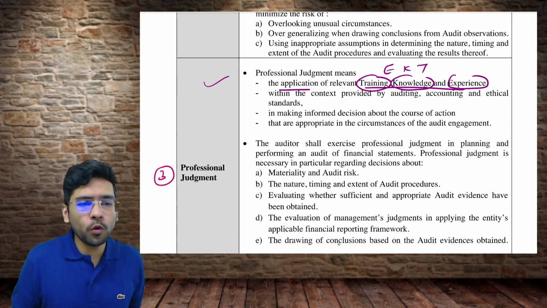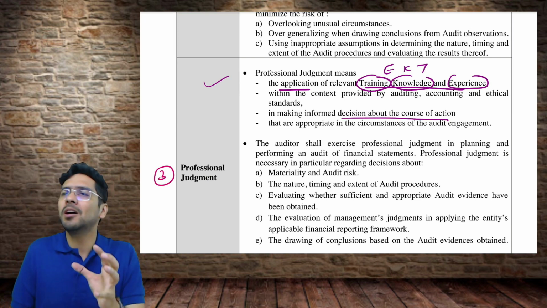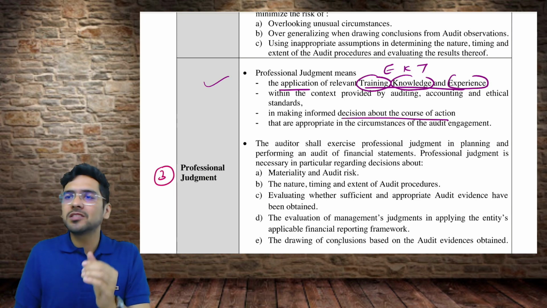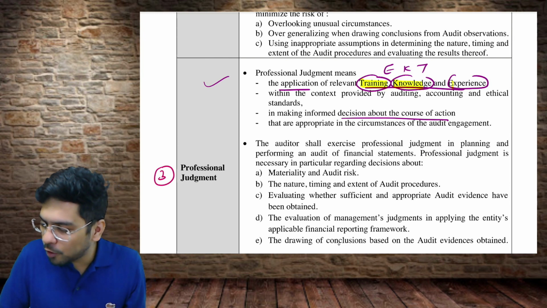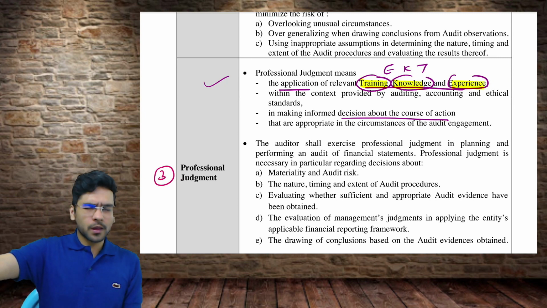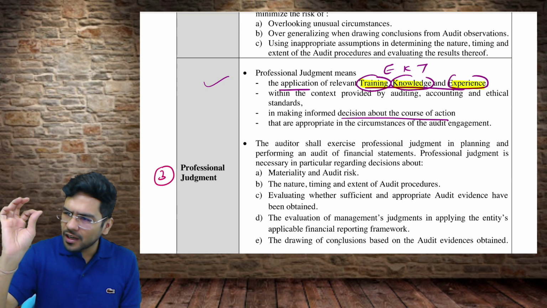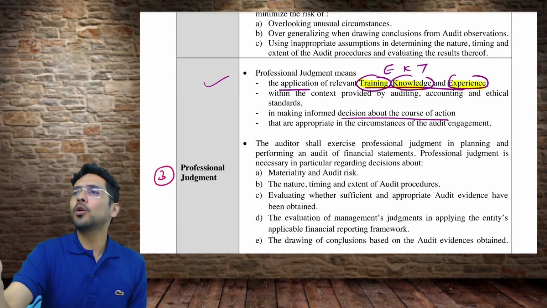You are not going to take decisions about any course of action randomly or haphazardly. If anything is asked about professional judgment, guys, don't forget to mention these 3 words. That's it. So in simple words, you are going to make decisions about any course of action on the basis of your what? Experience, knowledge and training.